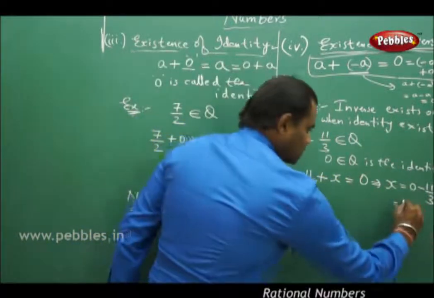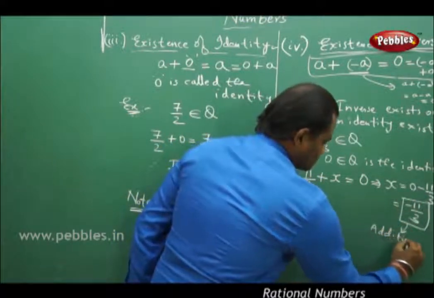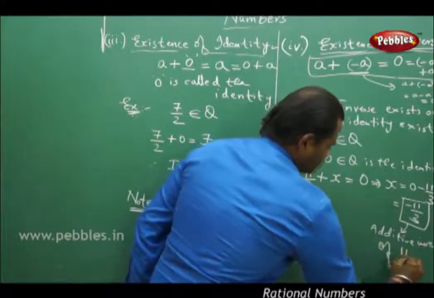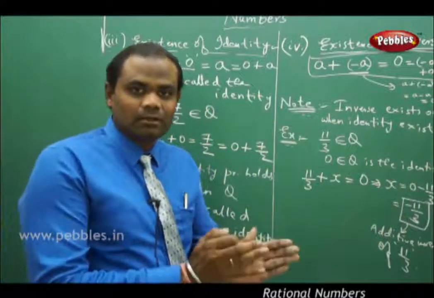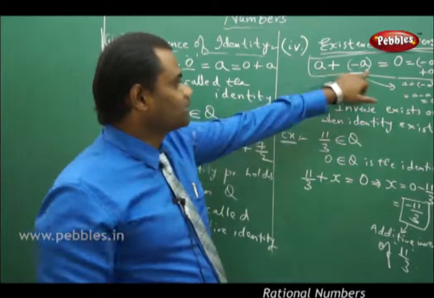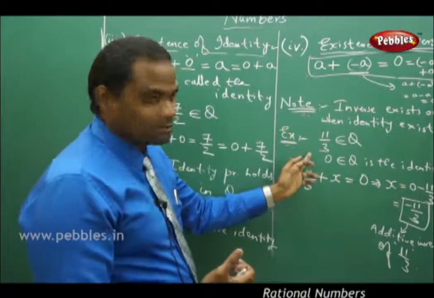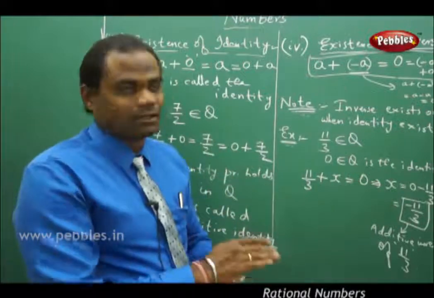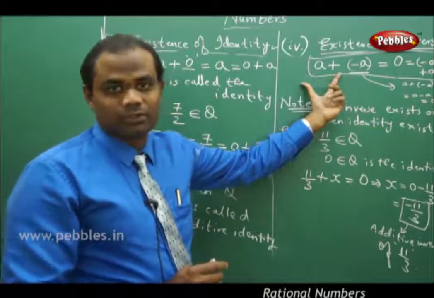So this is called the additive inverse of 11 by 3. For any number, its additive inverse would be the negative of that number, because we already identified here that minus a is the additive inverse of a. So 11 by 3, its additive inverse would be minus 11 by 3. So just with a difference of sign, the additive inverse is obtained from the original a belonging to Q.